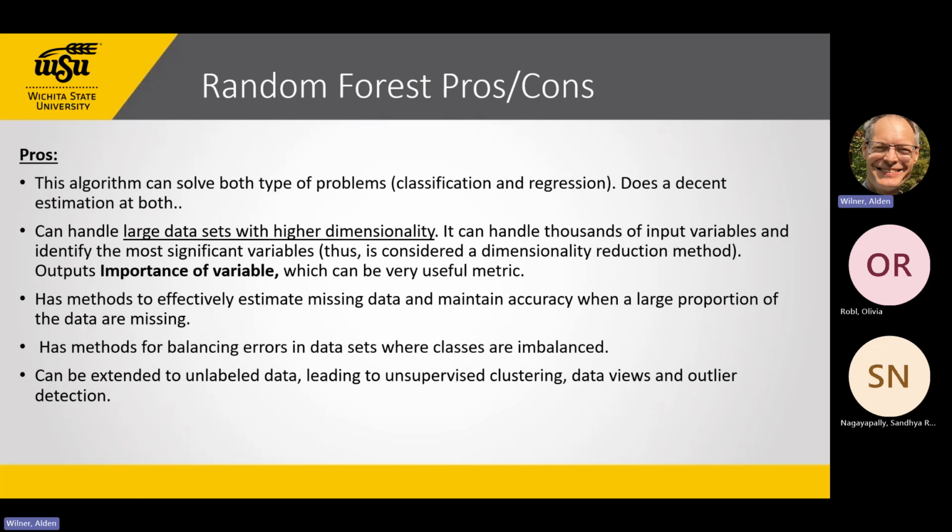When you run the algorithm in Python, it'll give you this feature is more useful than this other feature, right? It has methods where you can effectively estimate missing data, and maintain accuracy when you've got a large chunk of your data missing. So it can handle missing values. That's nice. It has methods for balancing.